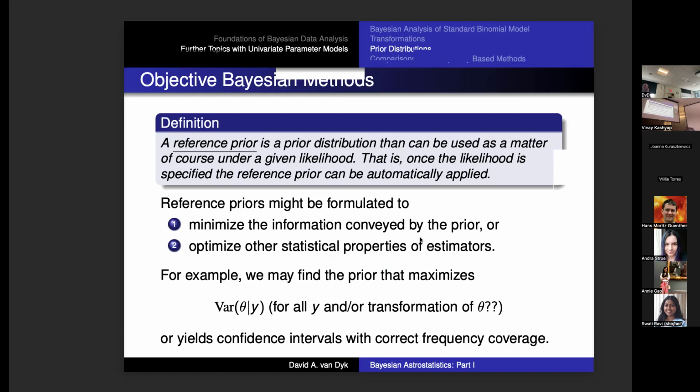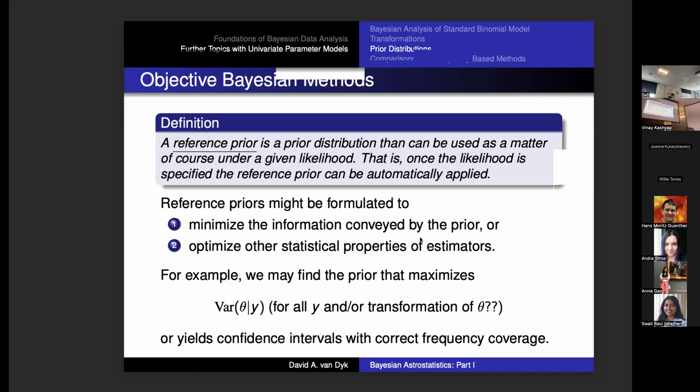So a reference prior might be formulated in order to do something that seems quite objective. It's not about your data, but maybe you're trying to minimize the information conveyed by the prior or optimize other statistical properties. So you might have, this is the posterior variance. You might try to pick the prior distribution that maximizes the posterior variance for any data set. So of all possible priors, probably in a family, maybe using a beta distribution, so within a family, but a flexible family. Of all possible priors, this is the one that brings the least information. That's a criterion, a mathematical criterion that you could try to derive.